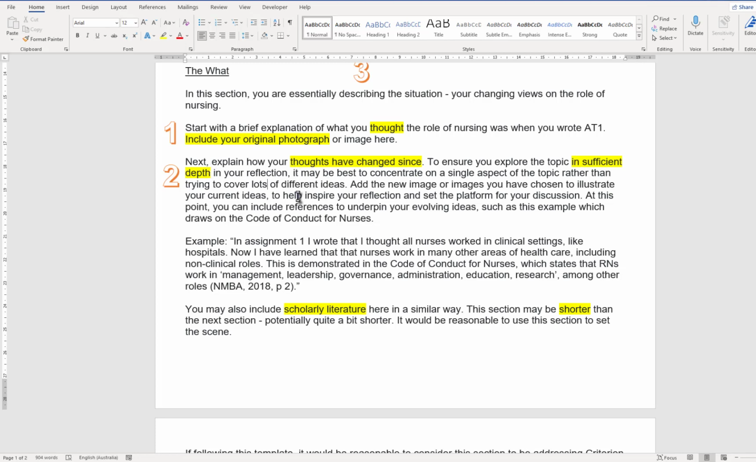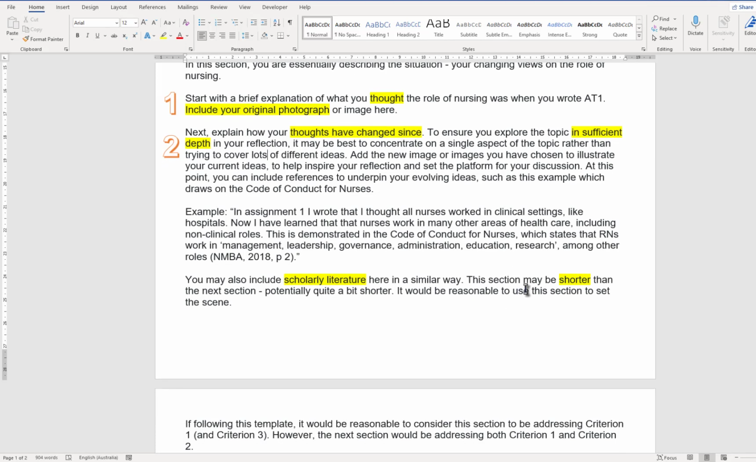So this is your second section. He suggests that this might be relatively short compared to section 3. Section 3 is actually going to do the big job. He's also very helpfully given you an example of what section 2 might sound like.